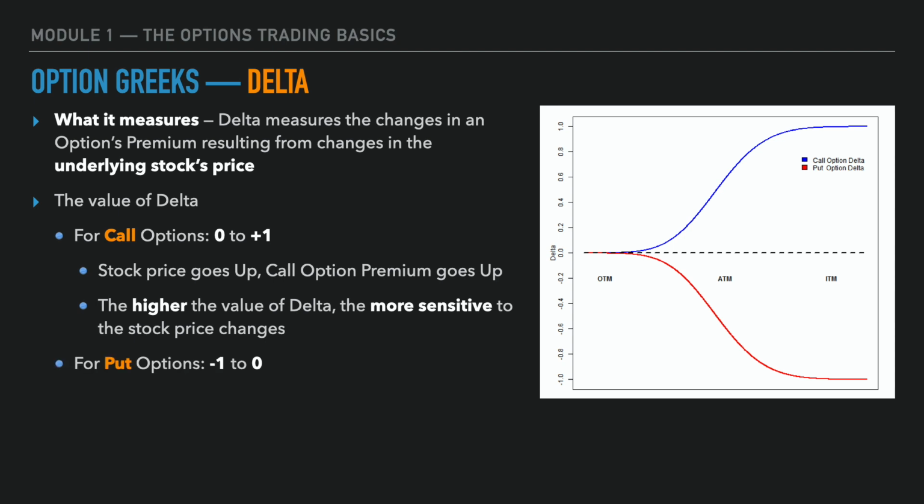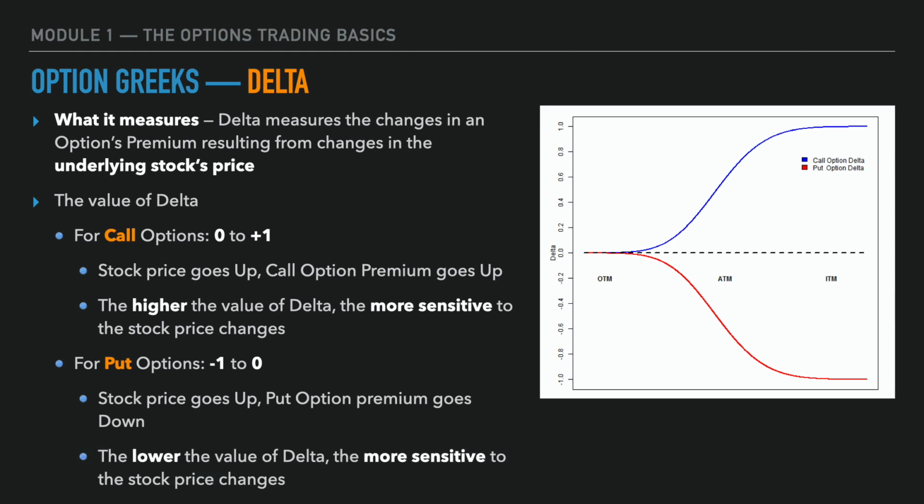For put options, the delta value will be negative, anywhere from -1 to 0. When delta is negative, that means whenever the underlying stock price goes up, the put option premium goes down. The lower the value of delta, the more sensitive the put option will be to the stock price changes.